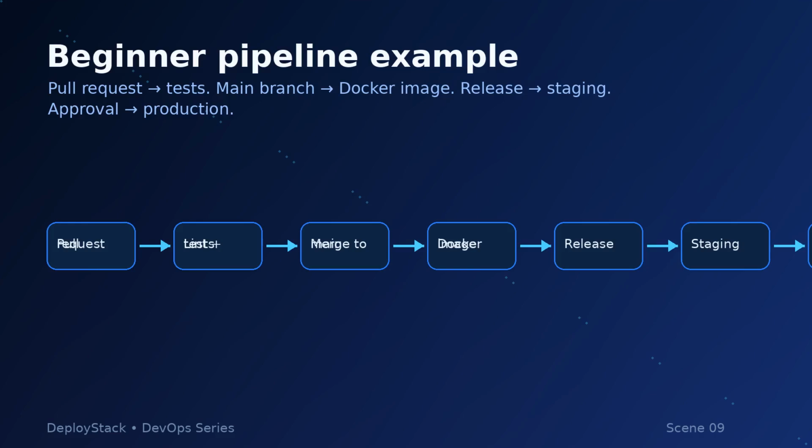Step 8 is deployment. Deployment means taking the packaged application and running it in an environment. That environment could be a development server, a staging environment, or production. In a simple setup, deployment might copy files to a virtual machine and restart a service. In a modern cloud-native setup, deployment might update a Kubernetes deployment, roll out a new container image, and monitor whether the new pods become healthy.